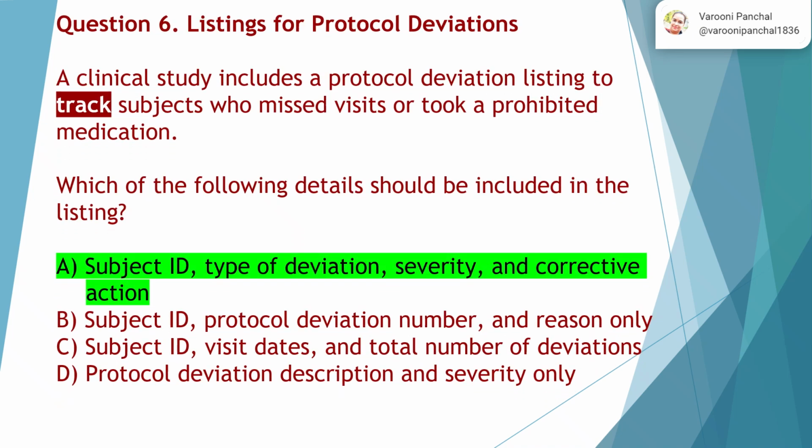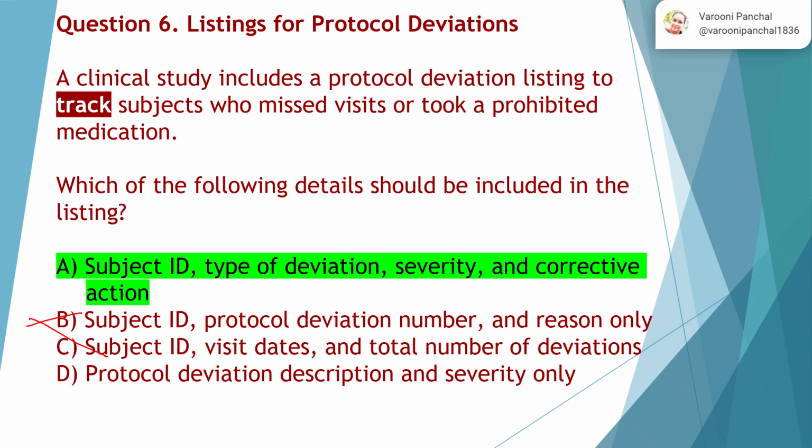Question 6. Listings for protocol deviation. A clinical trial includes a protocol deviation listing to track subjects who missed visits or took a prohibited medication. Which of the following details should be included in the listing? Option A. Subject ID, type of deviation, severity and corrective action. Option B. Subject ID, protocol deviation number and reason only. So this is not the right answer.